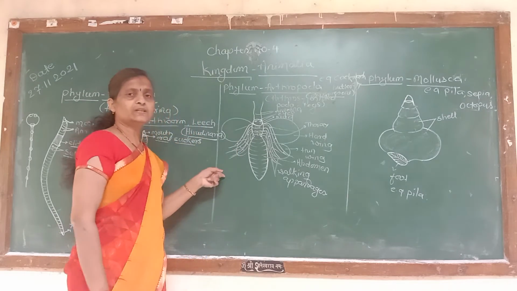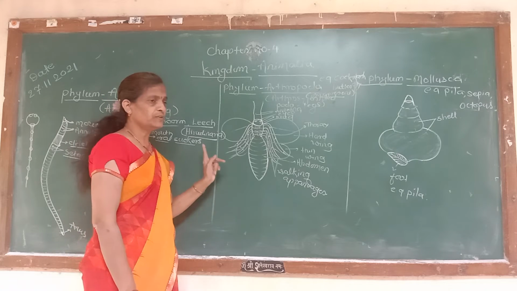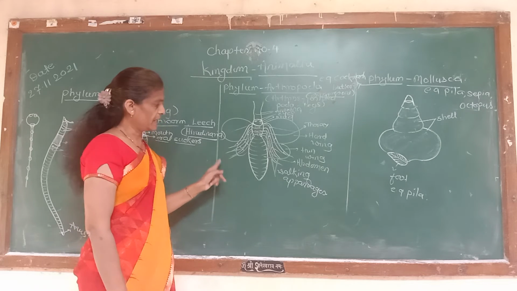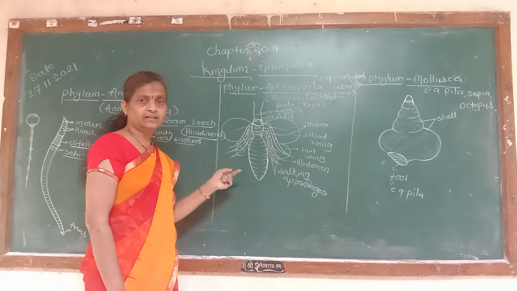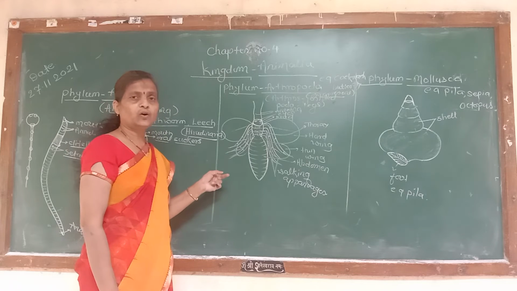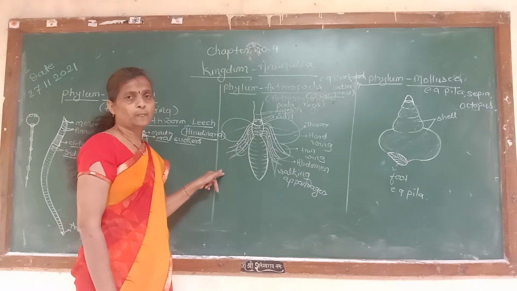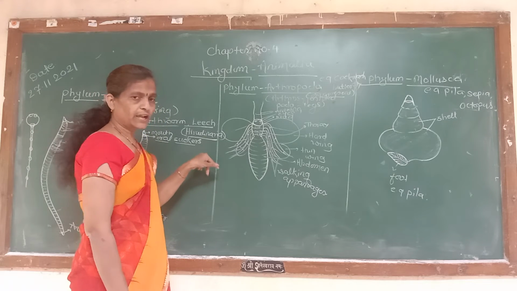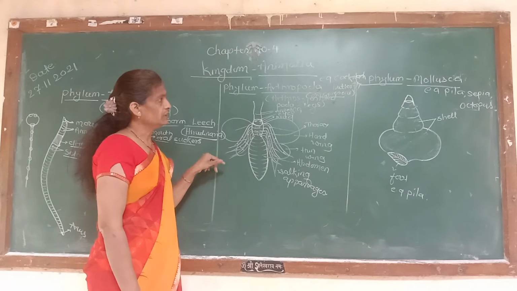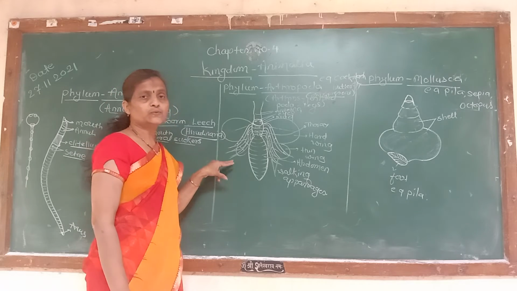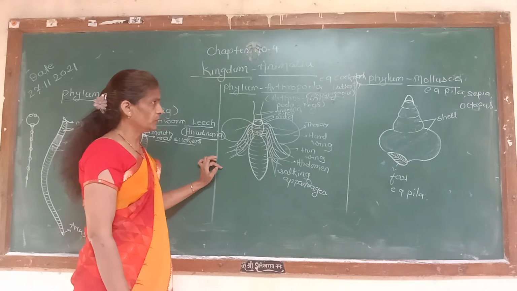Next example is the crab. They show three pairs of legs. Crabs are found in aquatic conditions, and the first pair of legs is useful for cutting of the food. During the aquatic mode of life, the leg is also useful for cutting of the food.